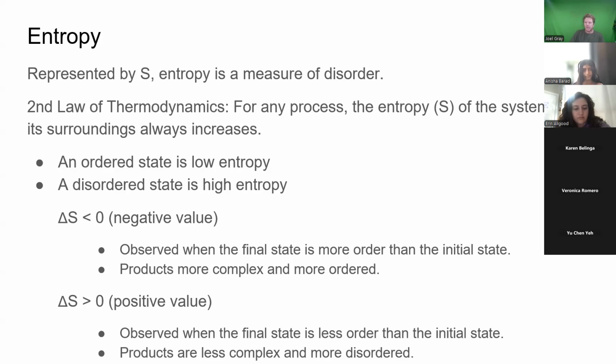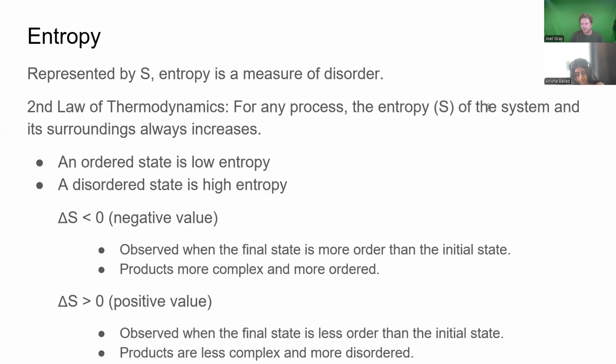A delta S that is negative is observed when the final state is more ordered than the initial state, and your products are more complex and more ordered. So a negative change in entropy, a delta S, means that something has become more ordered. A positive delta S value is when your products are less complex and more disordered. This is observed when the final state is less ordered than the initial state.